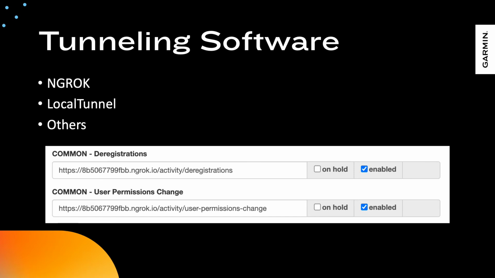Keep in mind that once you shut down the ngrok process, these URLs will no longer be valid, so make sure to update the endpoints in the API tools when you are finished debugging. You'll want to either disable these endpoints or point them back to your actual services. Local Tunnel is another application that does the same thing as ngrok. There are others, but these are the two that I have used in the past.